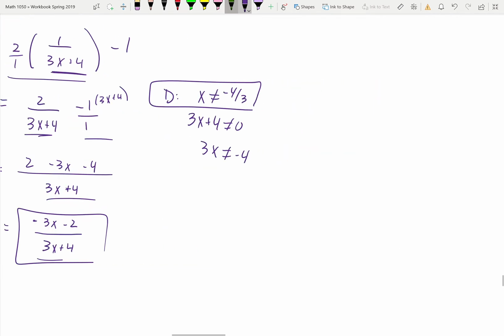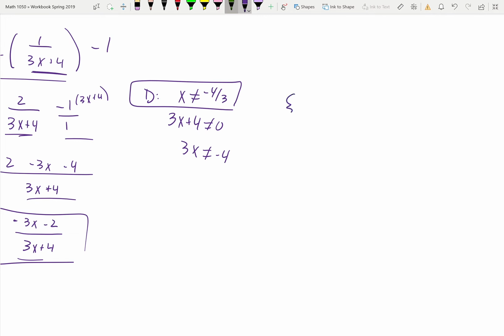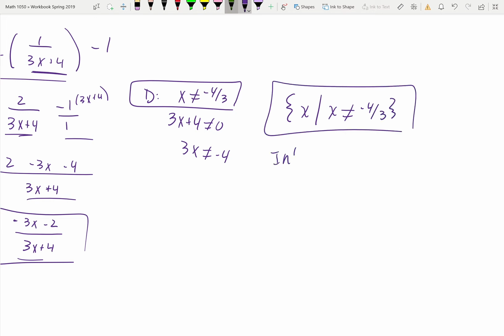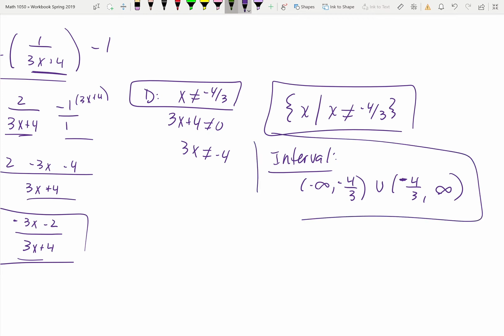Okay. By the way, if they asked you to write that in set notation, you would say x such that x cannot be equal to negative 4/3. I have had one time where they ask you to put it in interval notation. So that basically means everything but negative 4/3. So that would be negative infinity to negative 4/3 with a parenthesis, union negative 4/3 to infinity with a parenthesis. So anyway, a couple of different forms.